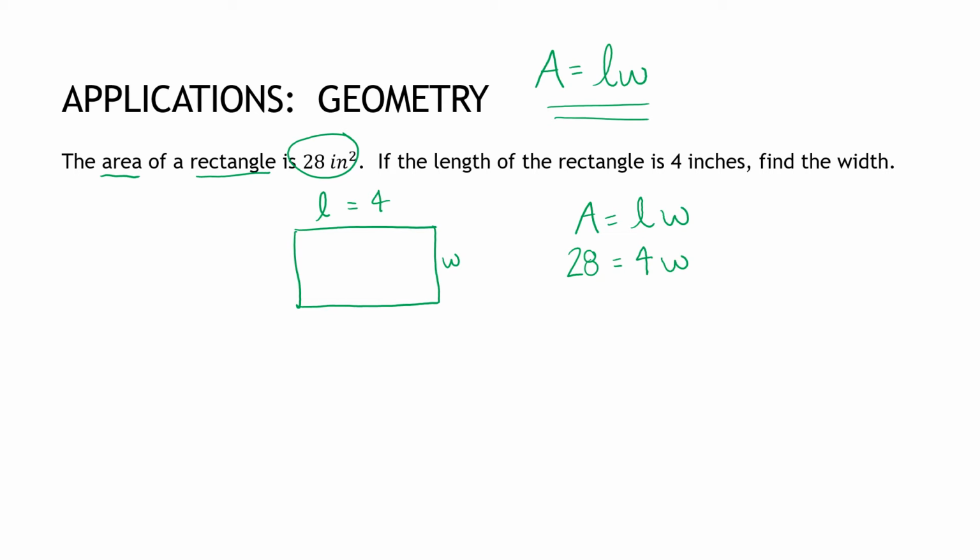This is a really easy equation. I can't believe I made one this easy for you. I get W equals 7. And so, an important thing to remember here is that I would write a sentence then. I'm not going to waste the time writing the sentence here, just for the sake of time for you, but my sentence would read, the width of the rectangle is 7 inches.